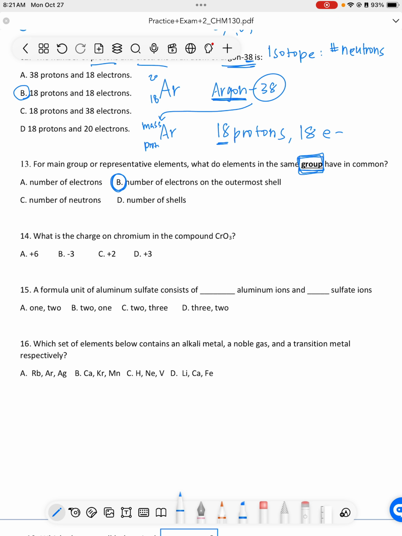So everything in a group shares the same number of electrons on the outermost shell, or the valence shell. They don't share the same number of shells. That would be a period. They don't share the same number of neutrons because that changes from element to element. And they don't share the same number of electrons because, remember, every element can give or take some electrons when they're an ion, give or take some neutrons when they're an isotope. So those things do not stay the same. The number of shells does stay the same, and they do share those in a period. But in a group, they share the same number of valence electrons.